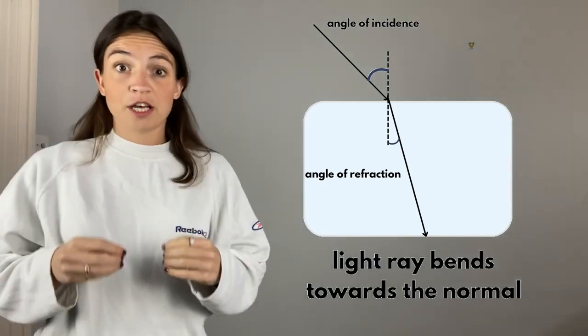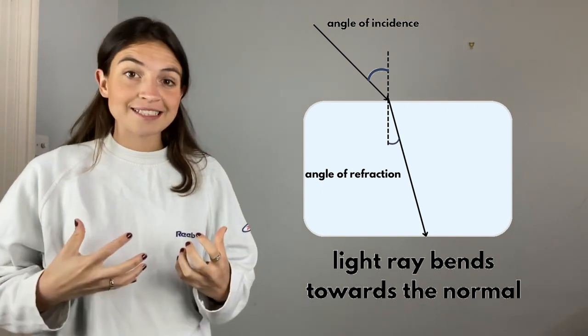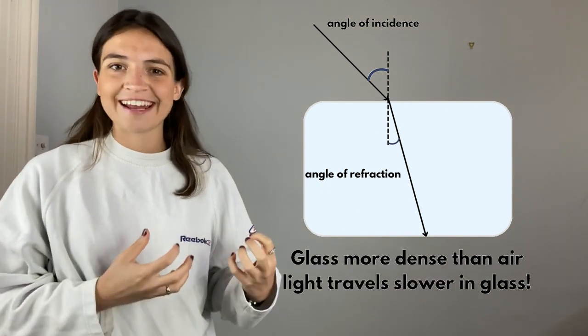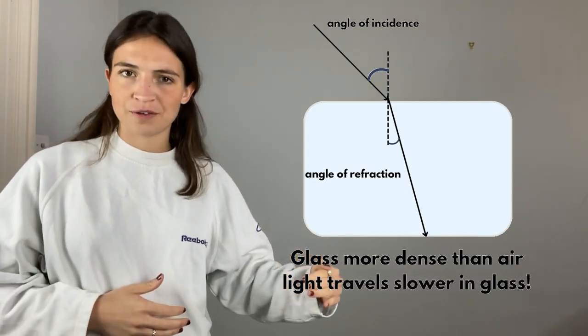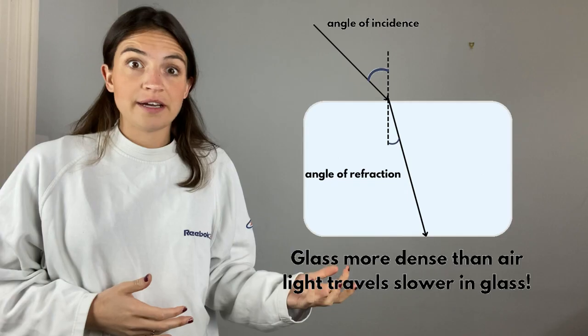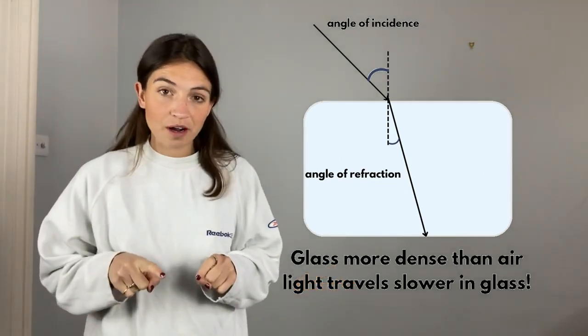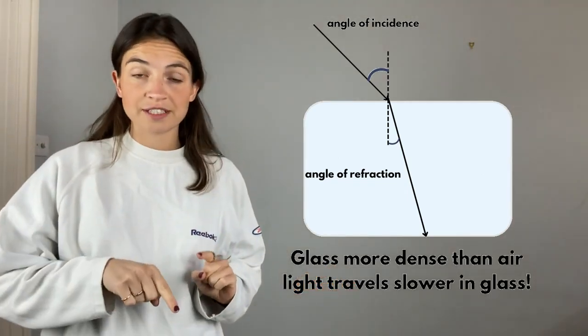So why? Well, you need to consider the fact that glass is a more dense material than air. That means that light actually travels slower through glass, like it's more difficult for light to get through. And this can also help describe why the light changes direction.